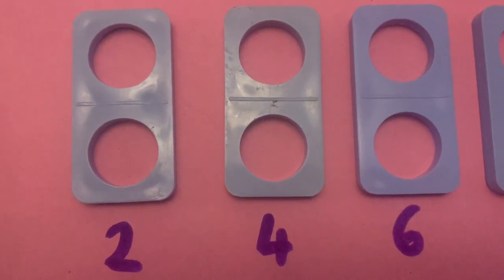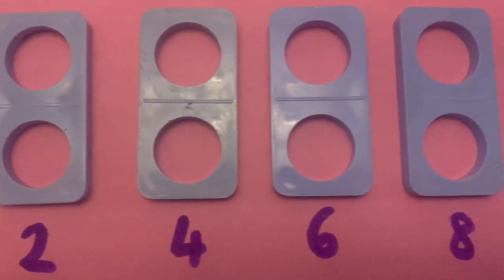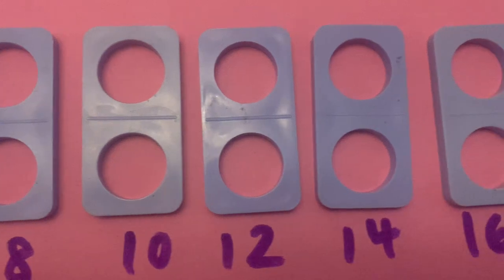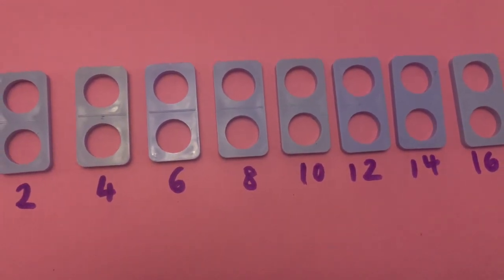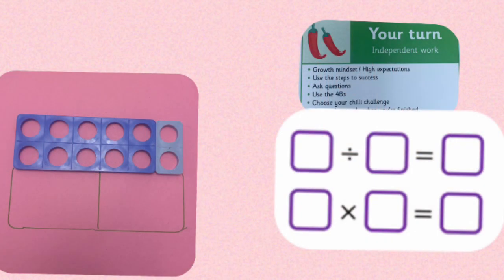So now count how many 2's go into 16. 2, 4, 6, 8, 10, 12, 14, 16. How many? 8. Well done. Another your turn.